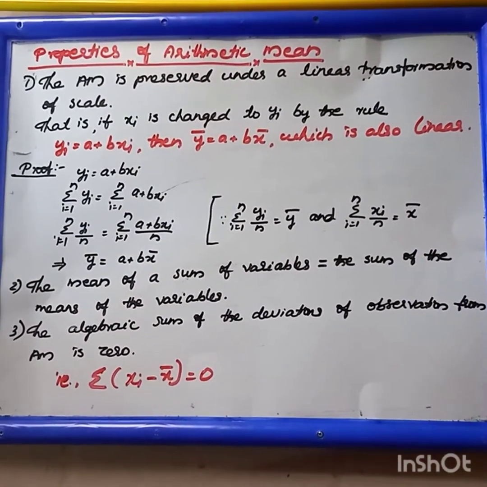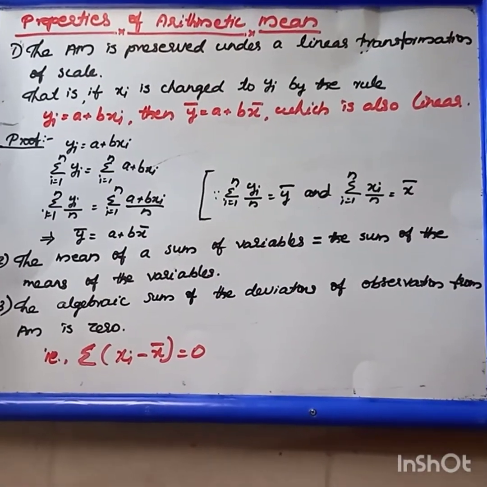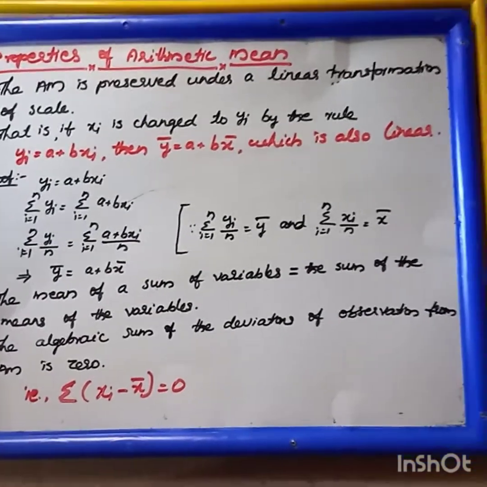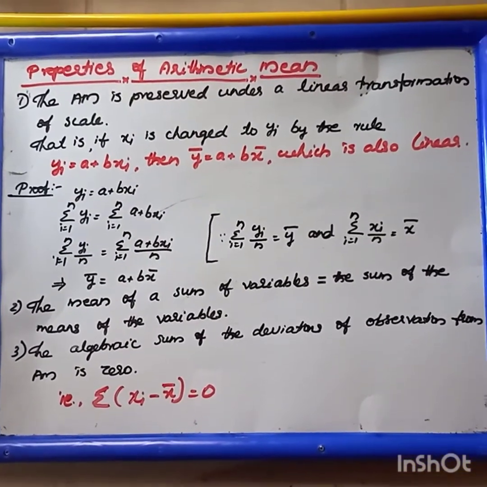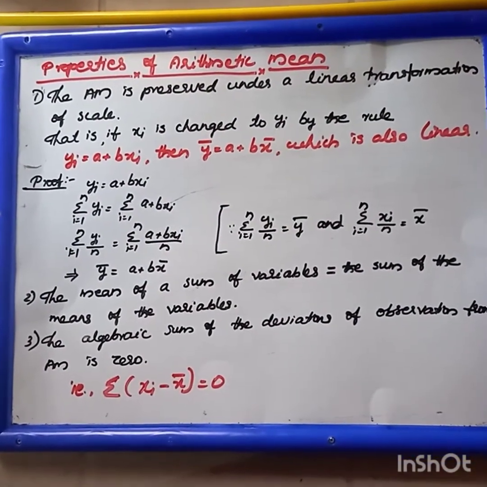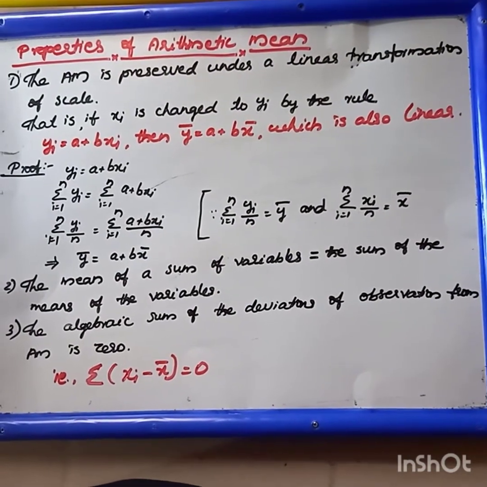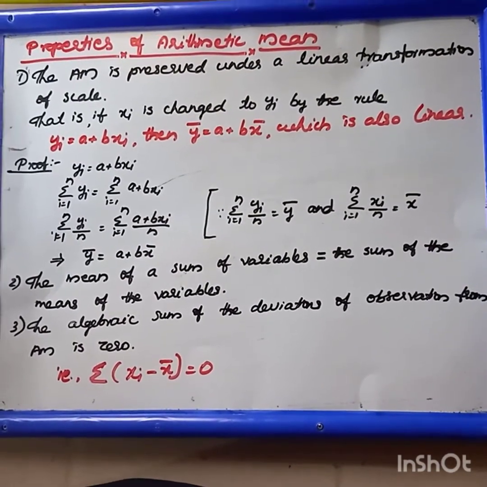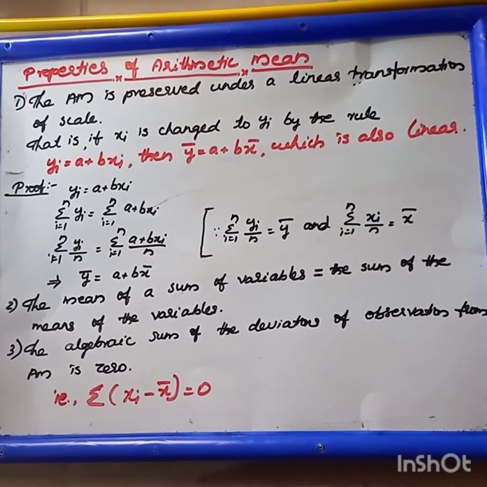Proof. First we take yi is equal to a plus b xi. By taking summation on both sides, summation i is equal to 1 to n yi is equal to summation i is equal to 1 to n a plus b into xi. Then divide by n on both sides. Summation i is equal to 1 to n yi by n is equal to summation i is equal to 1 to n a plus b into xi divided by n.